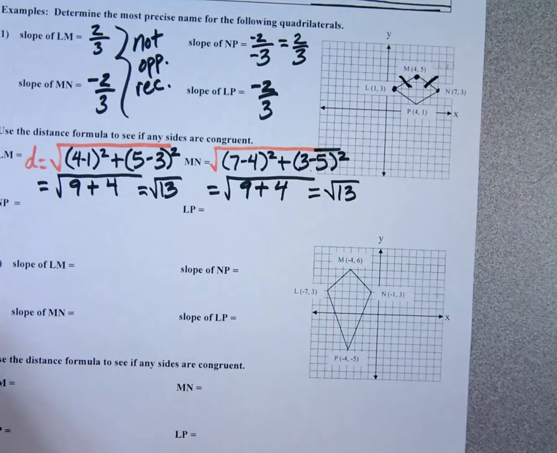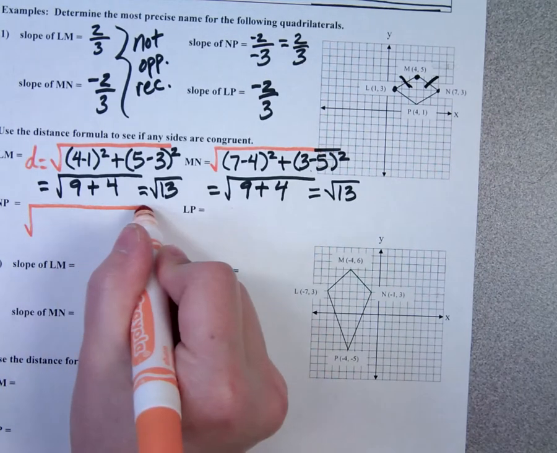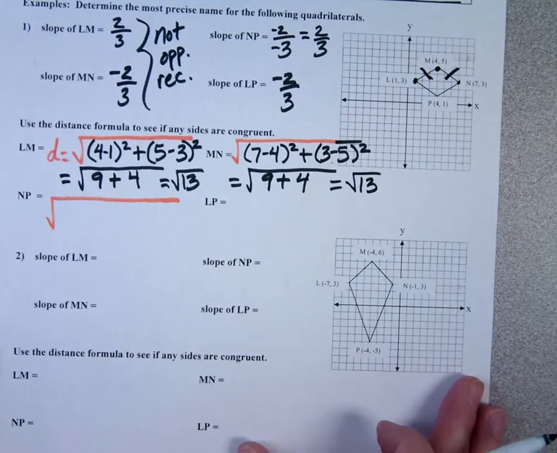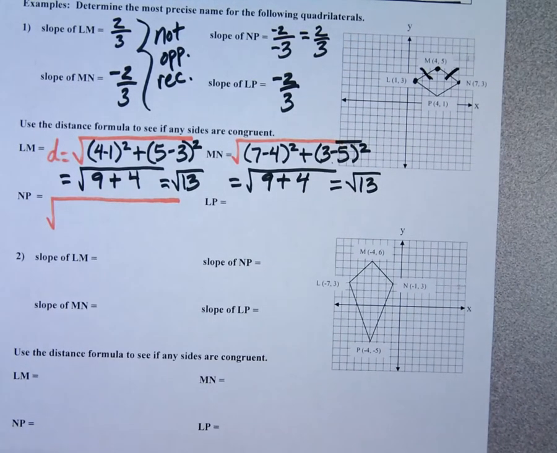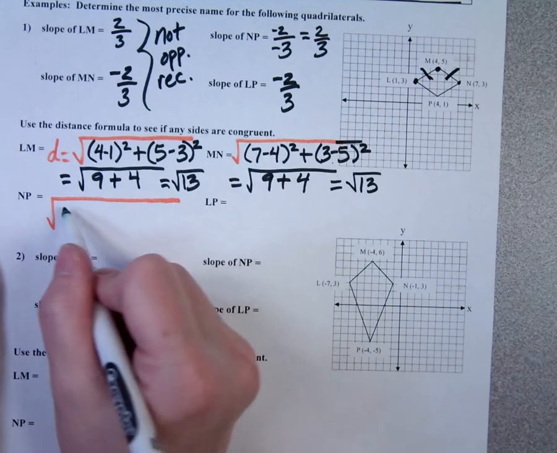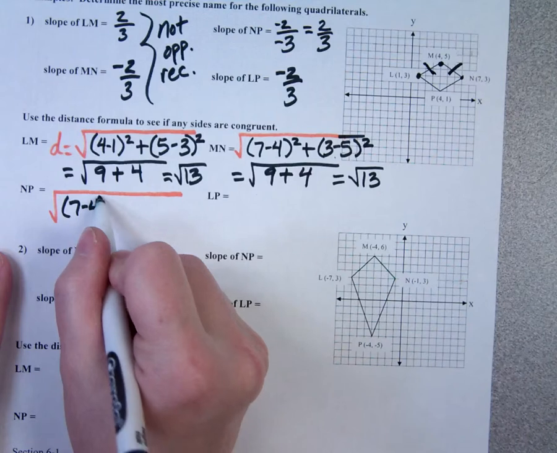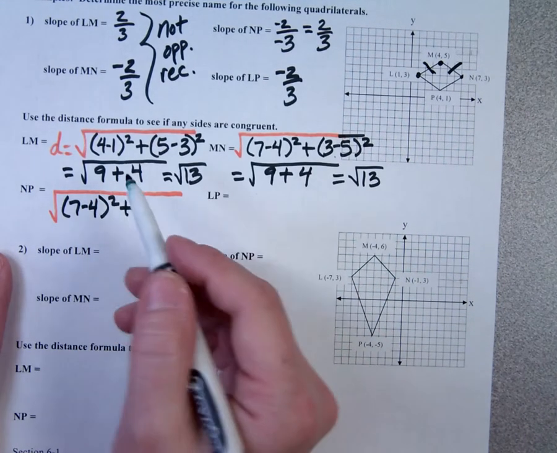Okay. Can you just tell now? Maybe. But wouldn't we like to do it just again because it's fun? Why not? I think we should do it one more time. So from N to P, how would you write x2 minus x1? 7 minus 4. Close it, square it. How would you write y2 minus y1?